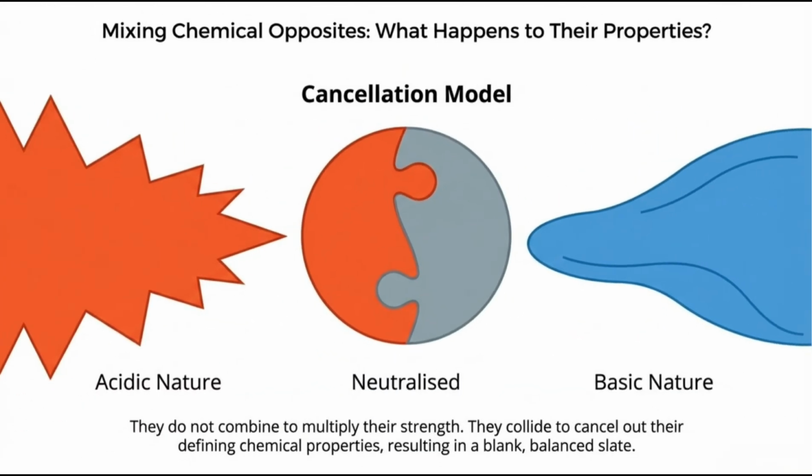What happens when we mix an acidic substance with a basic one? If we add basic lime water to acidic lemon juice, we see the properties of the acid begin to vanish. They effectively cancel each other out, leading us to a point where the solution is no longer acidic.